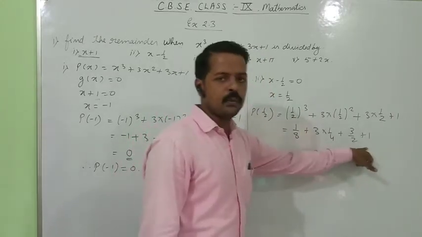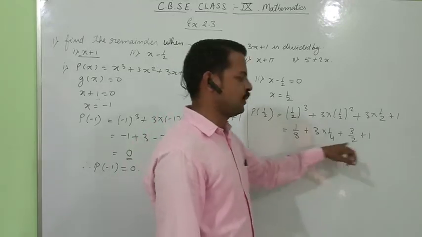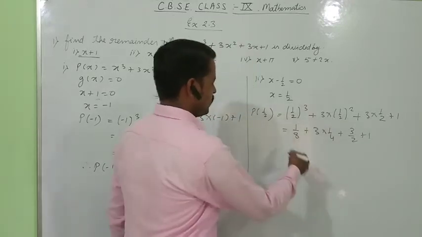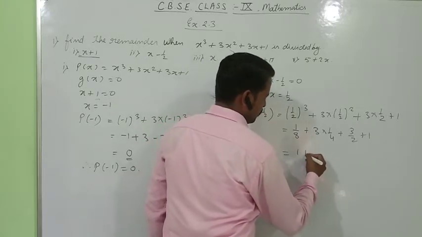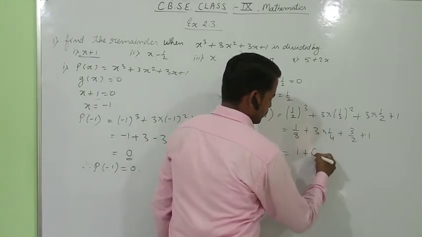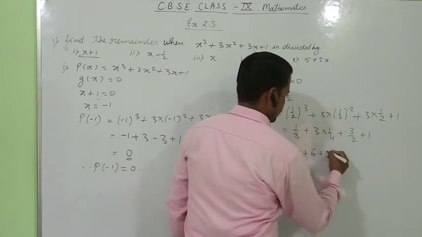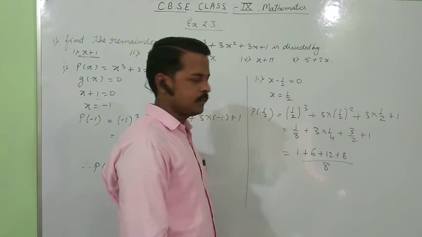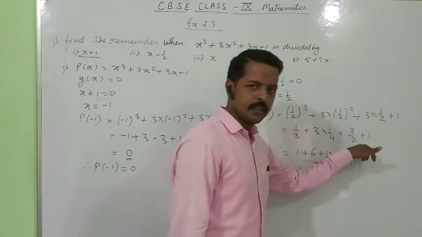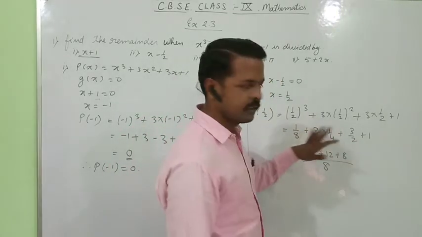Now find the LCM of the denominators. LCM of 8, 4, 2 will be 8 only. So multiply both by 8. So you will get 1 plus, 4 3s are 12, 2 3s are 6, plus 8 upon 8. I hope you understood. I have taken the LCM of the denominators and multiplied by 8.